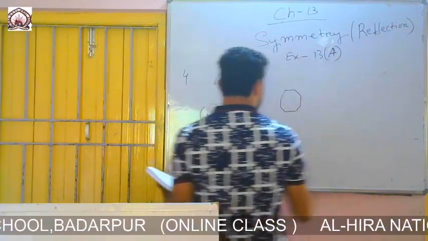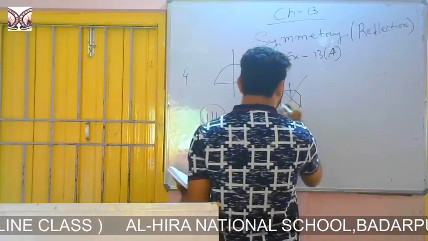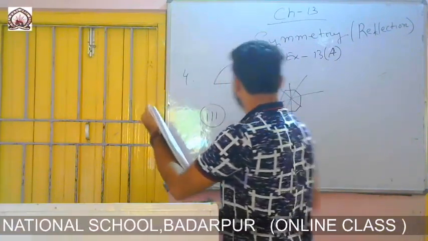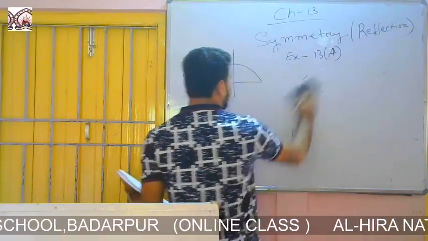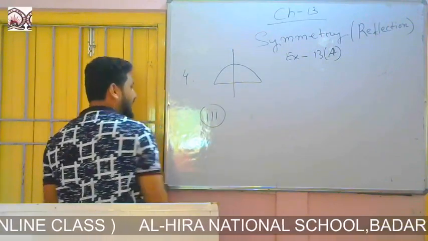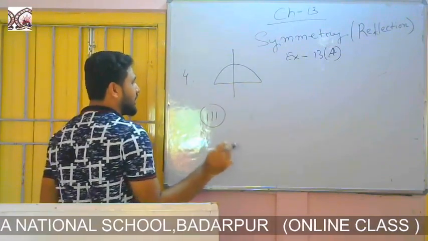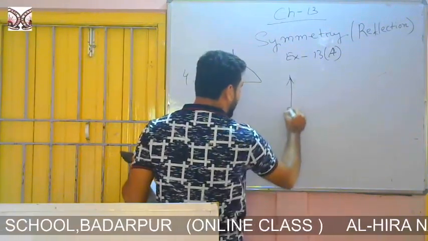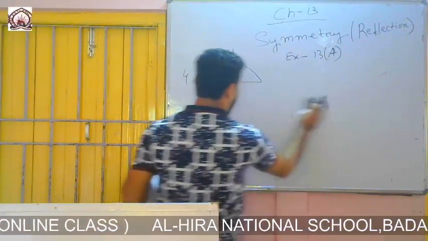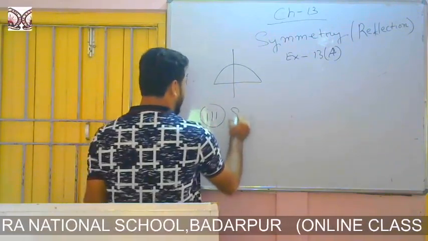Like this if you draw, then from this corner here also you can draw, from here also you can draw, from here also. Like this if you draw, then you will get 8 lines of symmetry, because in an octagon there are 8 vertices. So if you join the 8 vertices from one vertex to the middle point of another side, then you will get 8 lines of symmetry. You just draw it at your home, you will get 8 lines of symmetry.